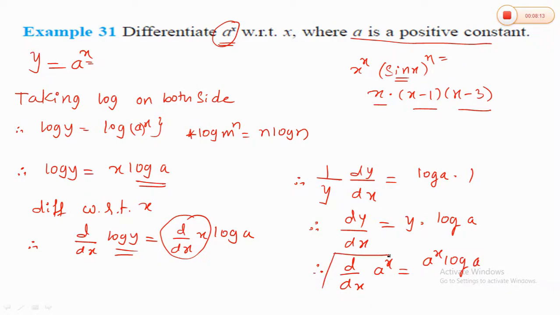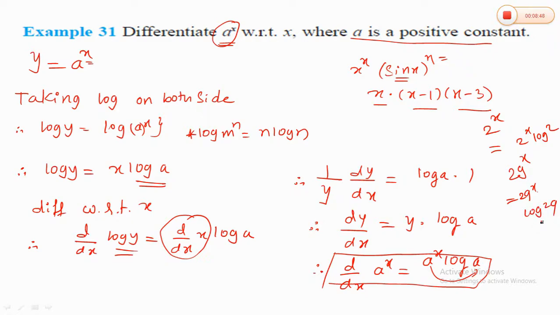You must remember this formula, which will help a lot. Similarly, for the problem of 2 raised to x, the derivative of 2 raised to x is, given log a, 2 raised to x log 2. For 29 raised to x, the derivative is 29 raised to x log 29. So instead of that, better remember this formula and consider this as the formula.